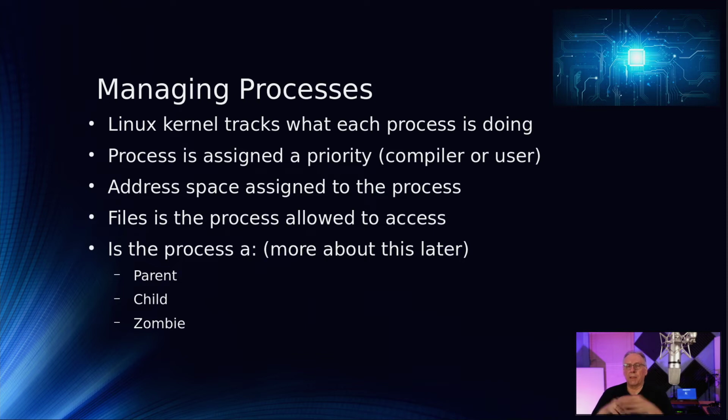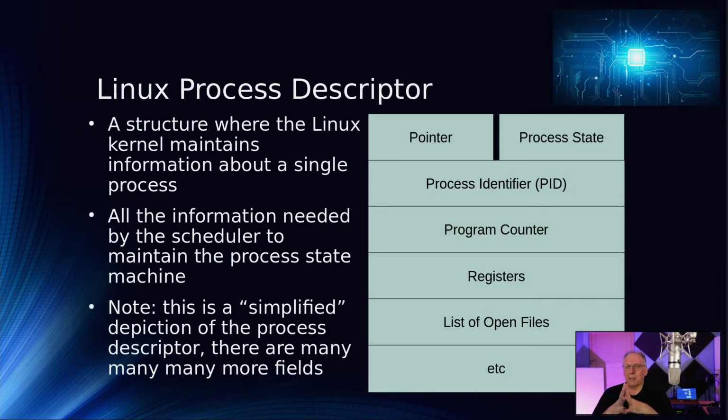So the process can be a parent, it can be a child, and it can be a zombie. There are other ones it can be as well, but those are the three major ones. A zombie. Sounds like a bad movie, doesn't it?